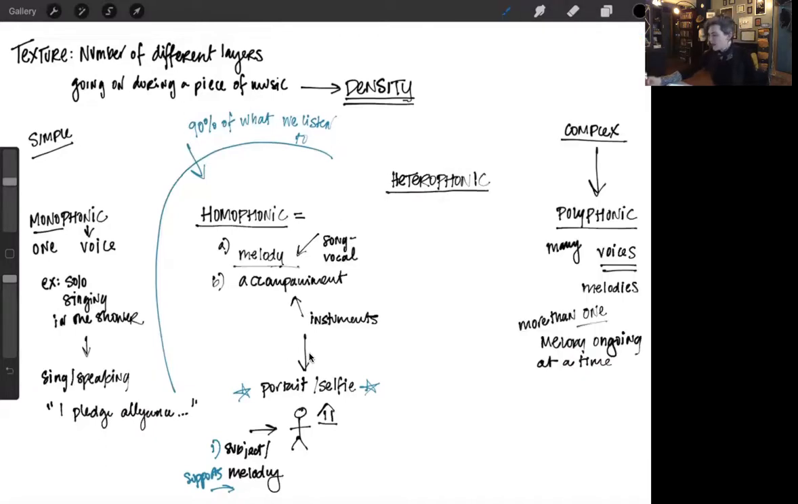A great example of this is like you're at a party and two or more people are trying to have conversations with you at the same time.